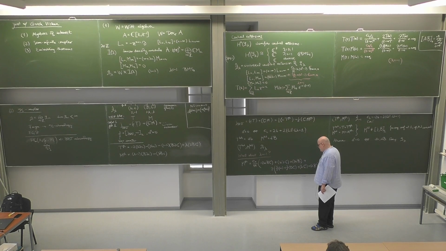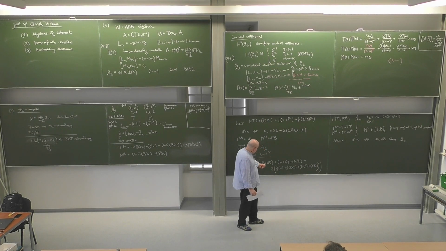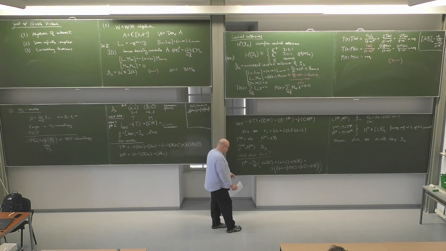No, everything here has ghost number 0. Because there's always an equal number of B's and C's if you ignore the kappa, right? So BC. So this has ghost number 0.